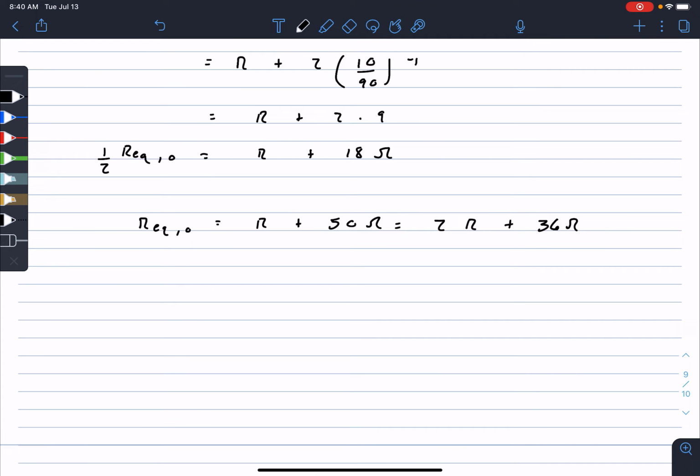Now we're just solving for R. So this gives us R plus R is equal to 14 ohms. We take the difference here and the difference here. So just taking those to the other side, that's what we end up with.